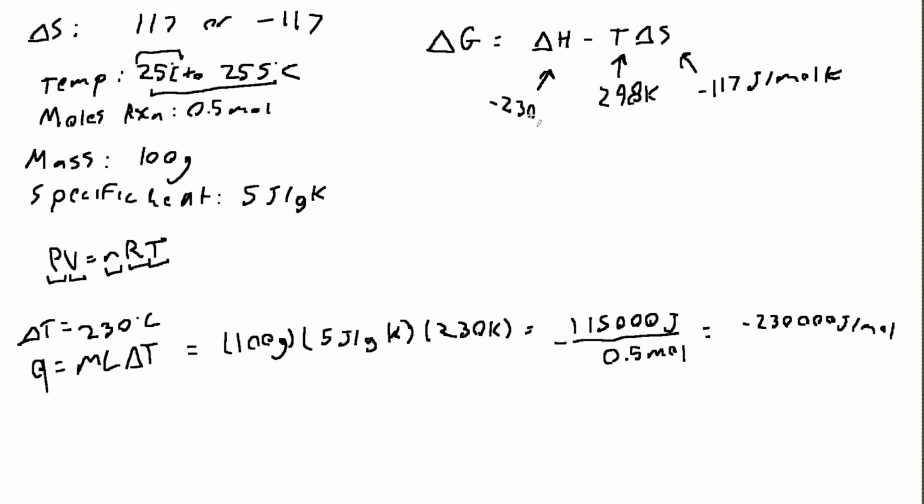Okay, so let's plug that in here. Negative 230,000 joules per mole. Now we have all the numbers. This is just a calculation. You can plug it in yourself. The answer you get is that it's about negative 195 kilojoules per mole is delta G, meaning that this reaction is pretty significantly thermodynamically favorable.